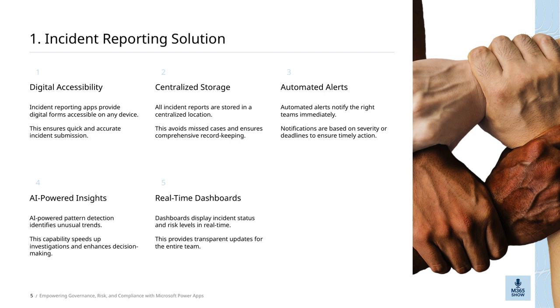Next, our AI-powered pattern detection scans data to identify unusual trends early on. This capability helps speed up investigations and supports better decision-making by catching potential issues before they escalate. Then, we have automated alerts that notify the right teams immediately based on severity or deadlines. This ensures that urgent incidents are addressed promptly, reducing response times and preventing overlooked cases.